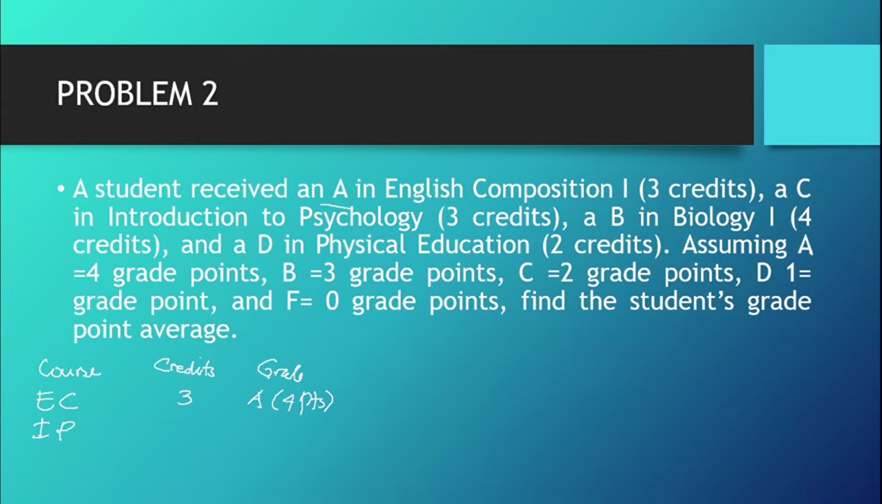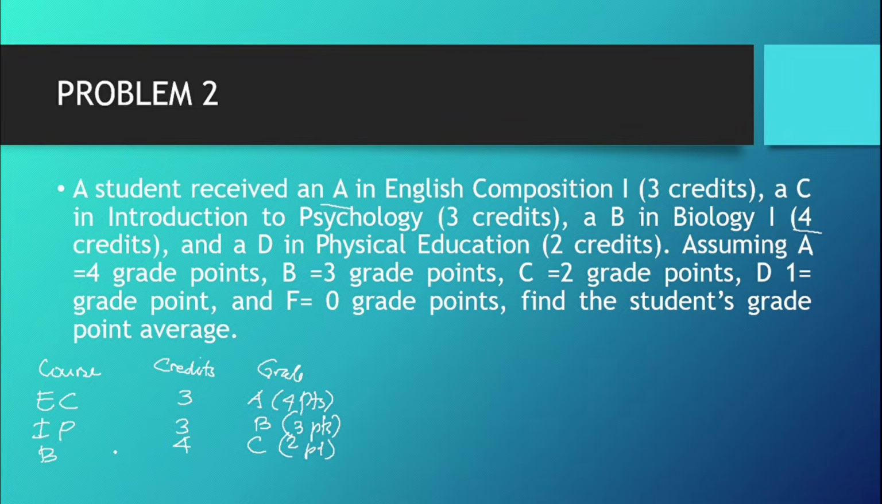We have 3 credits, and A and B is 3 points. Okay. Introduction to Psychology. Next, we have Biology. So biology, we have 4 credits, and the biology is a 2, a C, which is 2 points.